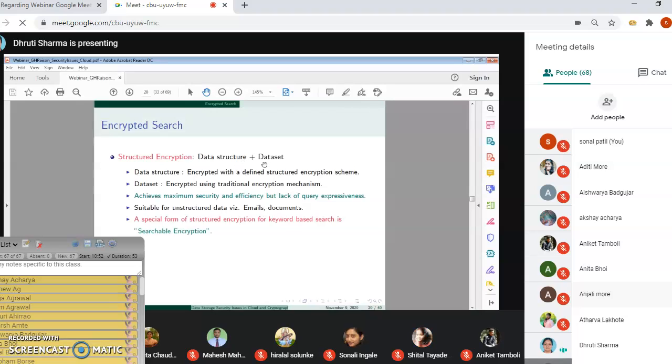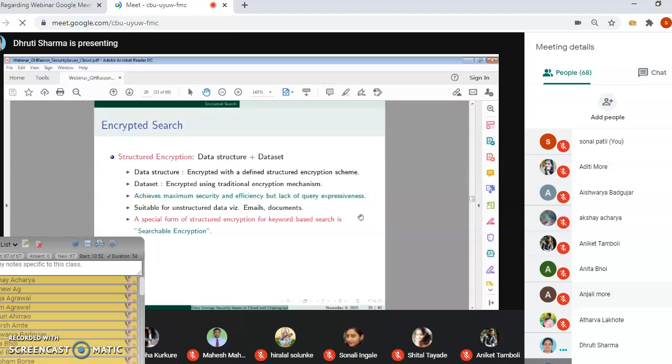Okay, so here what happens in structured encryption: the database or data set itself is in encrypted form, so that offers confidentiality because the data set is completely in hidden format. It is completely in a different format, you can say. It is in terms of ciphertext. Besides the data set, the data structure itself is also encrypted. So it is encrypted with the defined structured encryption mechanism. Now, here the problem is that it is very expensive.